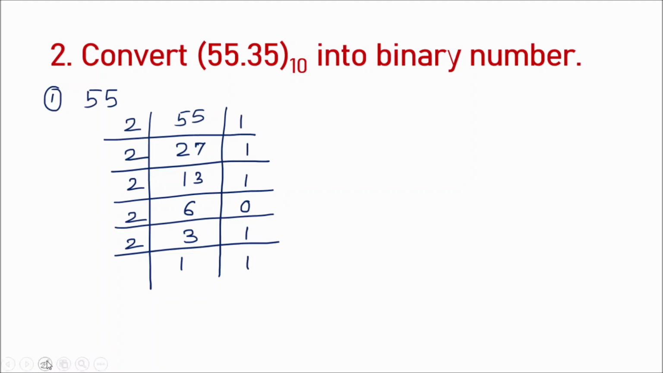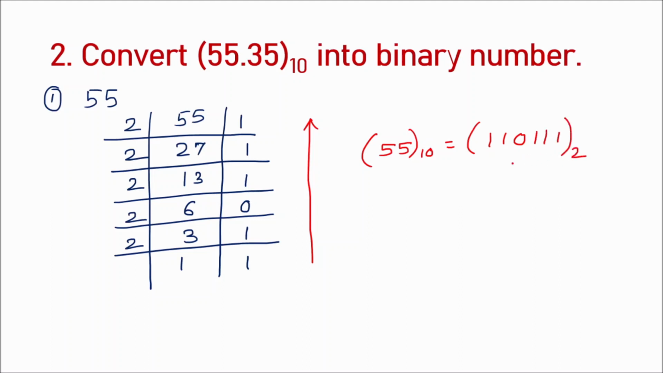And while writing the binary number, you have to draw an arrow, such an arrow, and start writing from lower to upper, so that we can write 55 as a decimal into binary as 1 1, then 0, then 1 1 1. So this is nothing but the binary representation of 55. But now our task is not over.